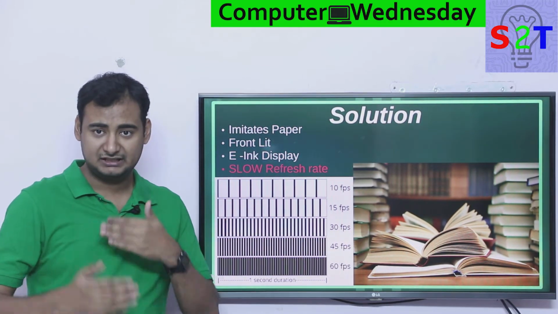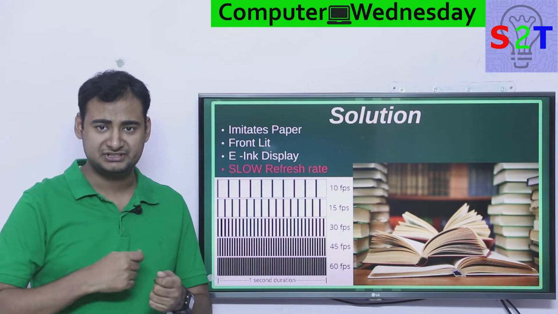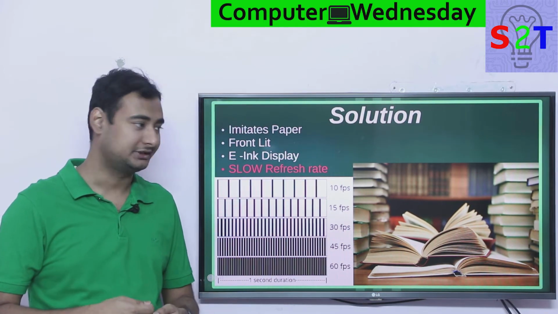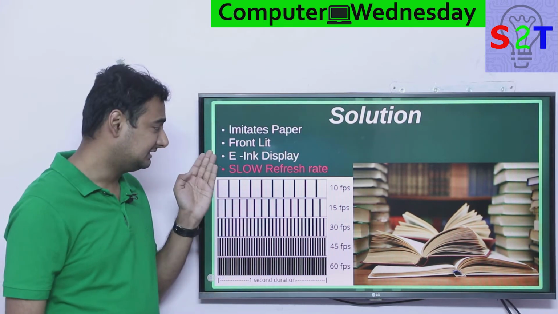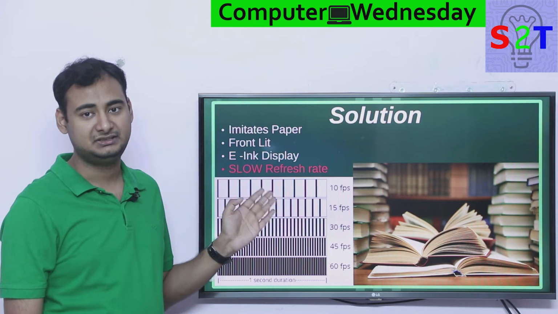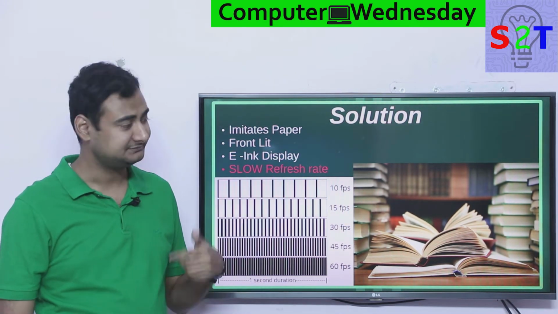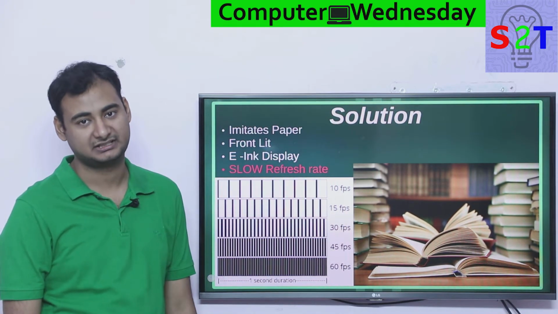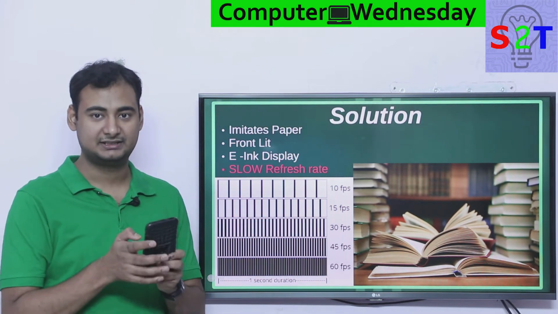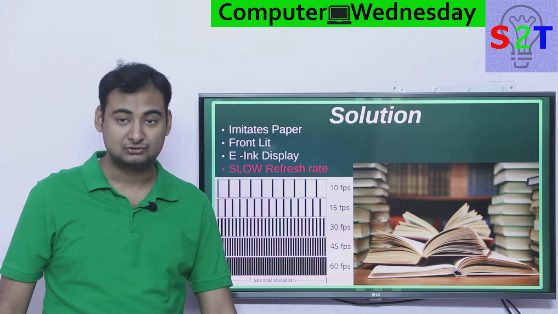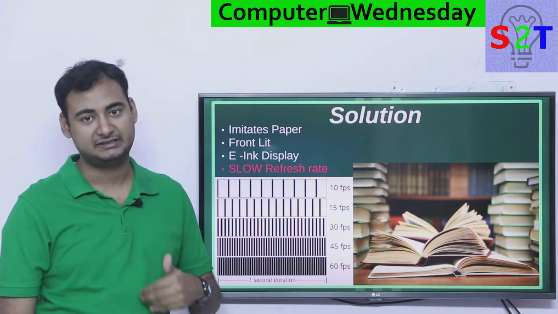So understand this, we are in a world where we want everything to be snappy and very quick. In this scenario, the fact that the best e-ink display can barely do 10 frames per second is impractical for most of us. We are used to the clicking and swiping, and this will be too slow for us. That is why we don't see e-ink used everywhere.